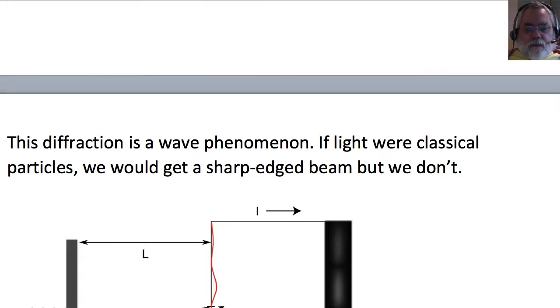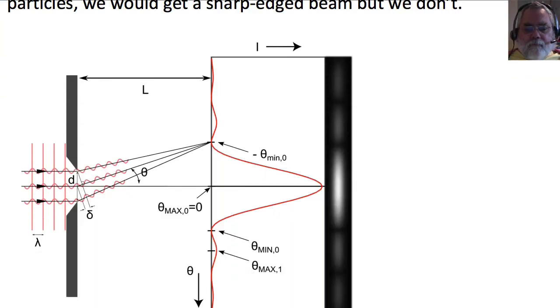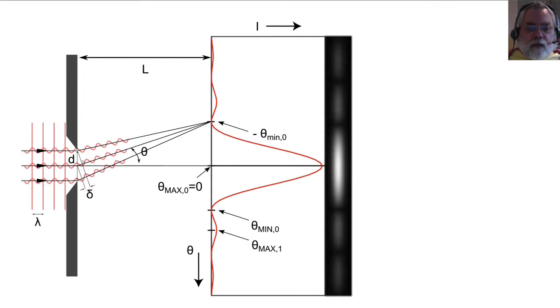This diffraction is a wave phenomenon. If light were classical particles, we would get a sharp-edged beam due to the slit, but we don't. We get a wave. It's complicated.